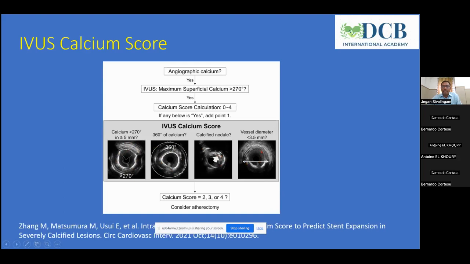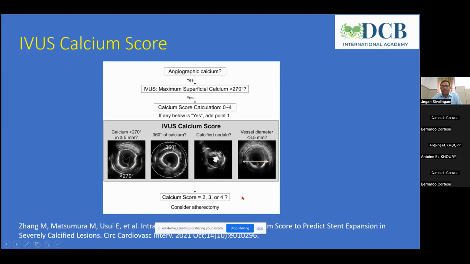And fourth point is... is it clear to anybody what 360 and 270 degrees mean? So is this clear to anybody? All right. Yeah, seems clear. So please proceed. Fourth point is vessel diameter less than 3.5. So each carries one point.